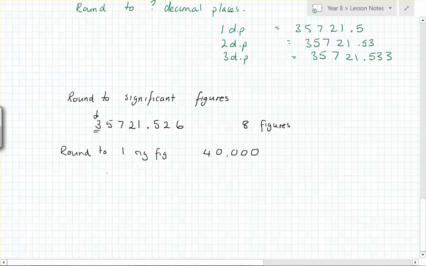If I said to you round to 4 significant figures, what would you say? Don't start at that end. Always start with the most valuable. So I'm allowed 4 significant figures: keep that one, keep that one, keep that one, keep that one. And the same rules apply. So the answer would be 35,720.